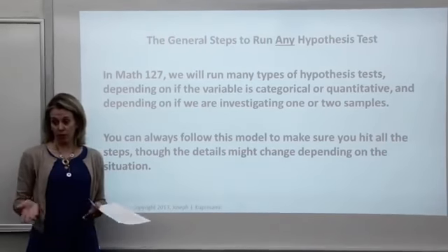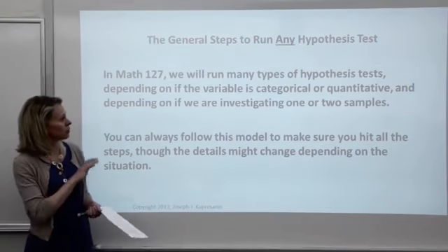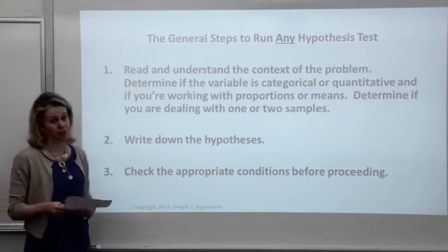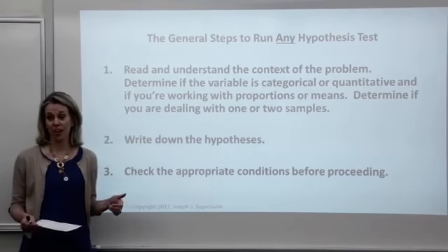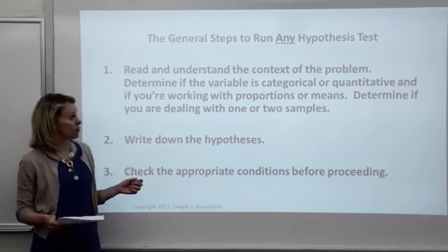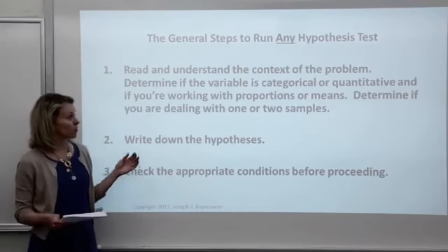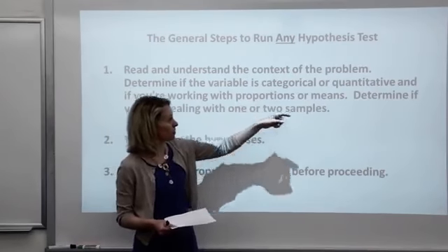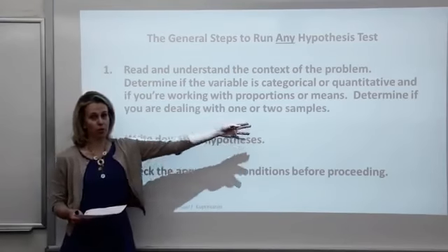You can always follow this model to make sure that you hit all of the different steps, and the details will change slightly depending on what kind of variable you have and how many samples you have. But in general, here are the steps for running any hypothesis test. Number one, you want to read and understand the context of the problem. Maybe read the problem a couple of times. Determine if the variable is a categorical variable or a quantitative variable, and are you working with means or proportions? If your variable is categorical, you'll be working with proportions. When it's quantitative, you'll be working with means. And then, do you have one sample or do you have two?